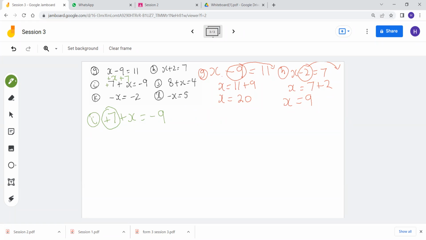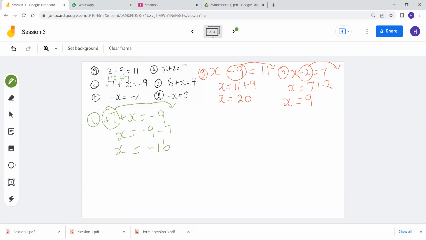So we do the inverse of adding 7, which is taking away 7 on the other side. So x is equal to minus 9 minus 7. And here we use the laws of directed numbers: same signs, add and keep the same sign. So x is equal to minus 16. Minus 16 is the answer here, right?